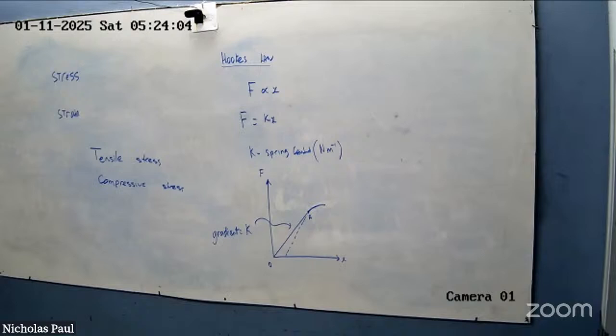So the elastic limit is the maximum load which can be exerted on the spring, and it still regains its original size and shape.